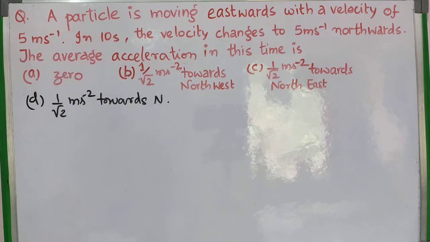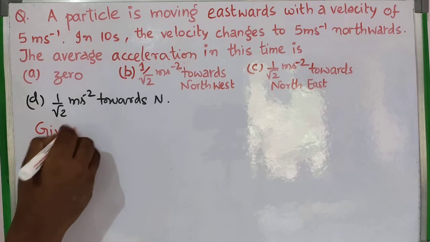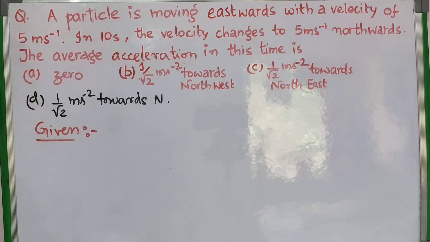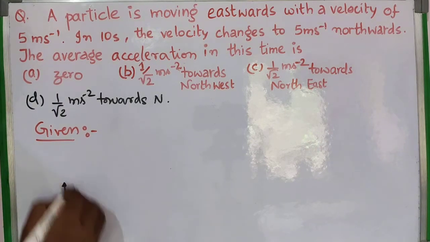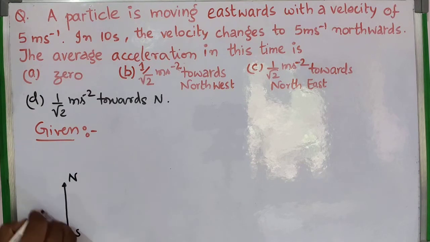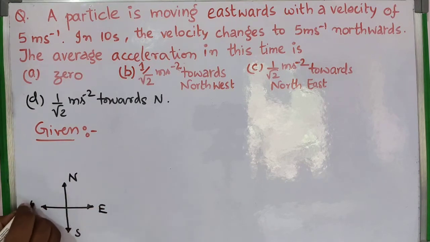So what we have to find out here, we need to find out acceleration. What is given to us? Let me write it as given. So what are the things which are given to us? Number one, the particle is moving eastwards with a velocity of 5 meters per second. So we need directions here. So let me draw directions here. So these are the directions: north, south, geographical directions, east, west.